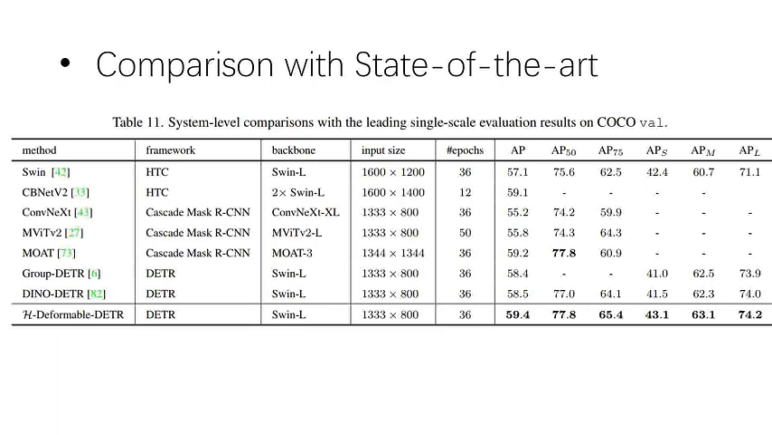This table reports the system-level comparison to some state-of-the-art methods that use single-scale evaluation on COCO validation and choose backbones of similar capacity with Swin-Large. By introducing additional enhancement technologies, our H-Deformable-DETR achieves the best result on the COCO validation set, surpassing the very recent DINO-DETR.